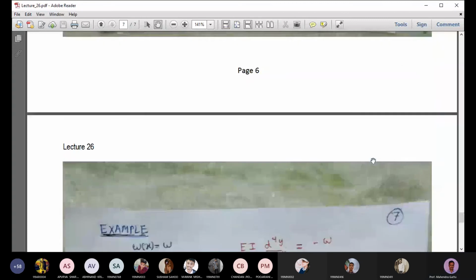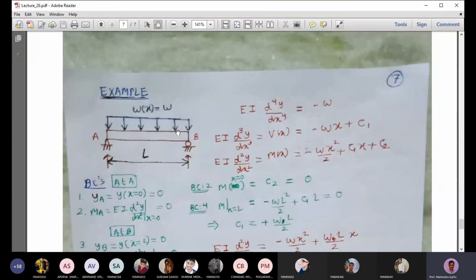apply that equation. So this is a simply supported beam subjected to a distributed load. This distributed load happens to be uniform. It is not a function of x, it is a constant W. Okay, so we have that fourth order differential equation, EI d power 4 y by dx power 4 is minus W.